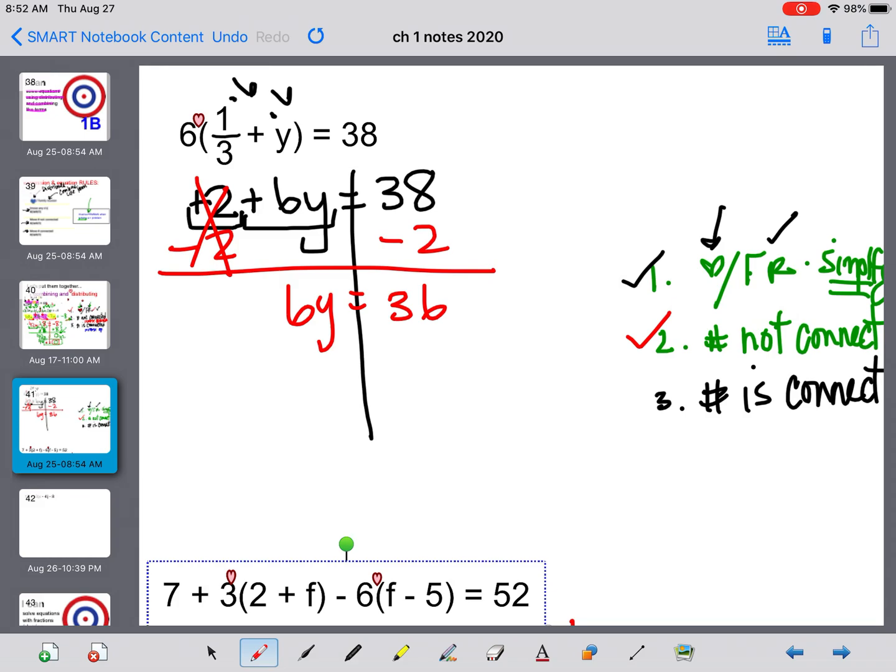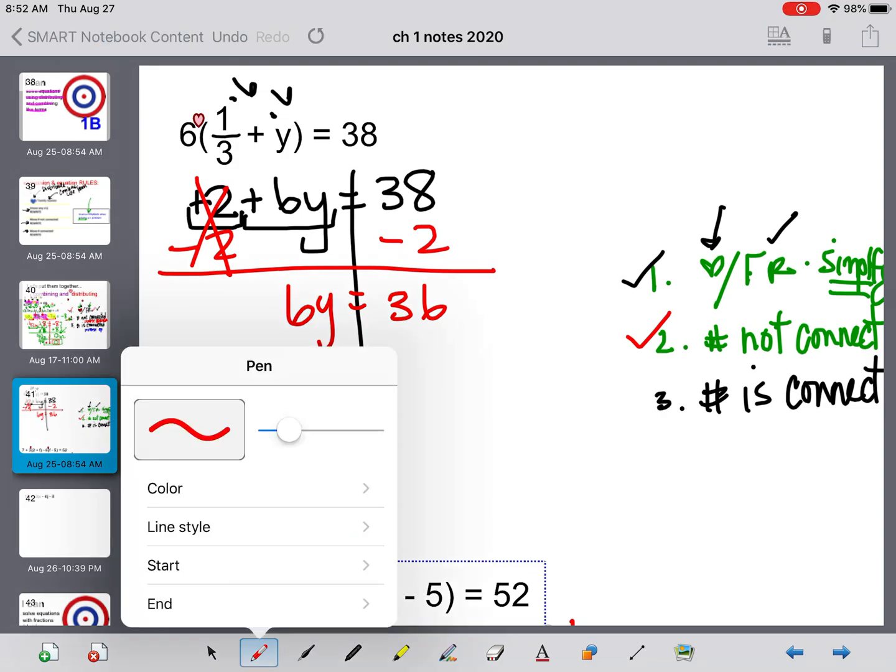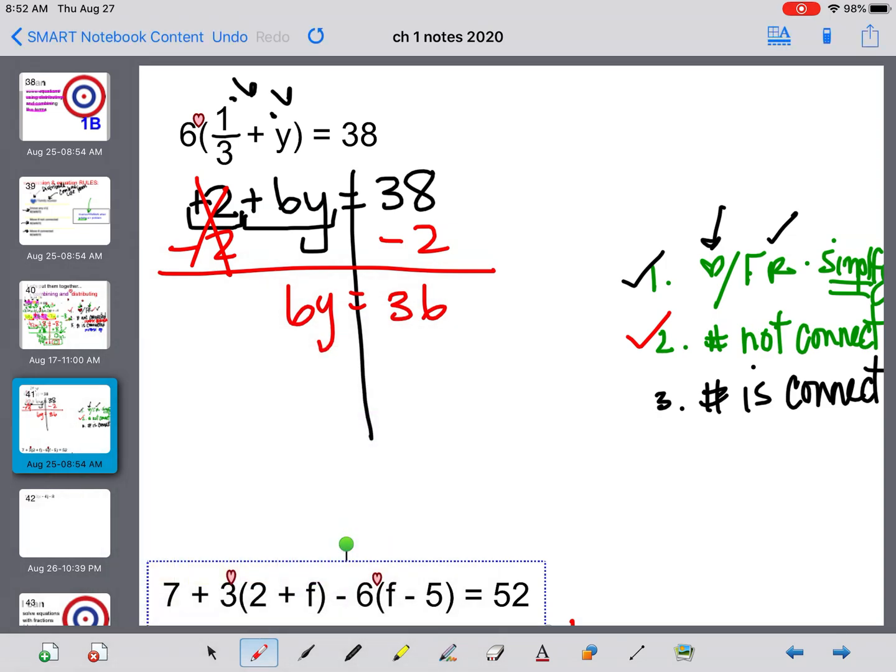And then I'm done with step 2. I've gotten rid of the number that's not connected to the variable. Step 3 is get rid of the number that is connected to the variable. And remember, this one is multiplication. And so I am going to just get rid of it by doing the opposite thing. I'm going to divide by 6. But if I divide by 6 on the left-hand side, I have to divide by 6 on the right-hand side. These are going to cancel. And I'm going to be left with just the y on this side, and 36 divided by 6 is 6.